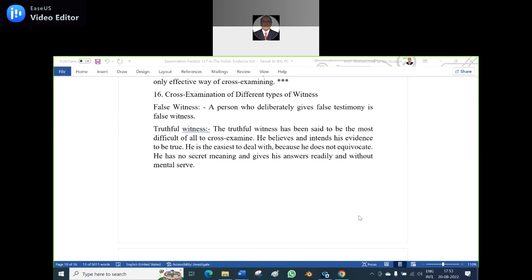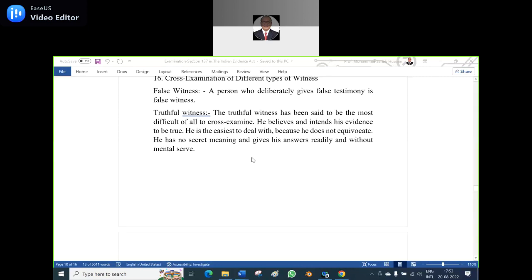Gives false testimony. What is meant by testimony? It is nothing but what is said, either orally or in any other form. But generally witnesses will not give any document. They will only speak. Am I right? Yes, sir. That is what they say, and it is said to be the testimony here. False testimony is false witness.